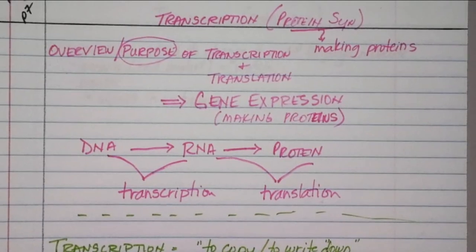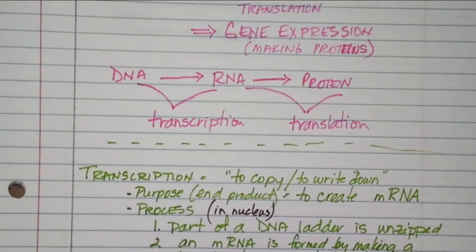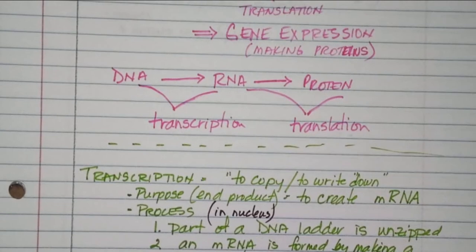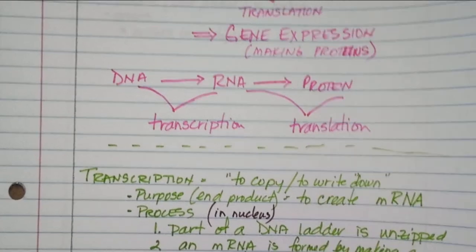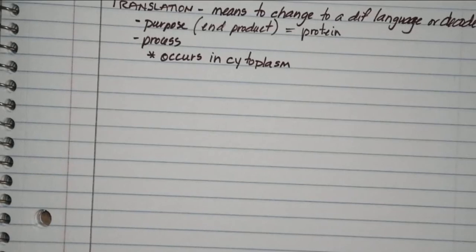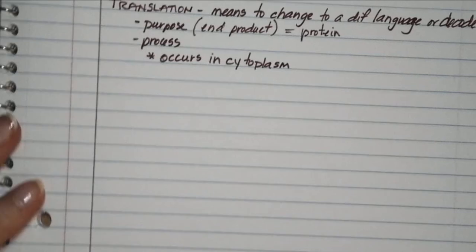I think it's obvious if I asked you, would you be able to tell me transcription's in the nucleus and translation's in the cytoplasm? Yeah? Okay, so transcription, when you write it down, you're copying down what the DNA says, so it's got to be in the nucleus with the DNA. Translation occurs in the cytoplasm. Where in the cytoplasm does it happen?